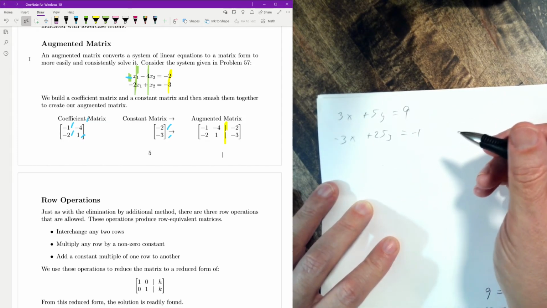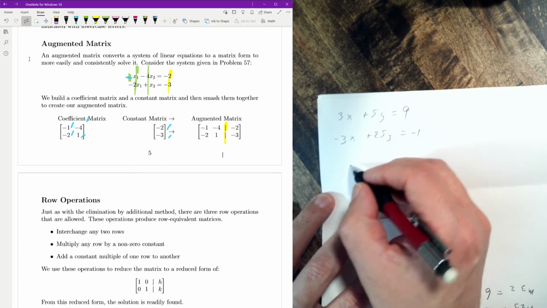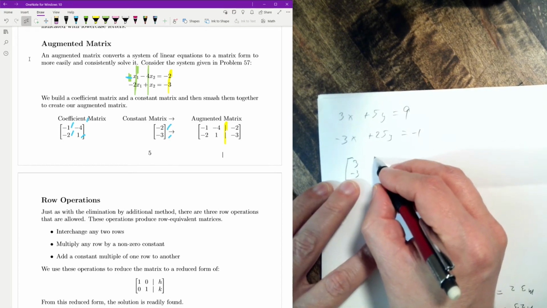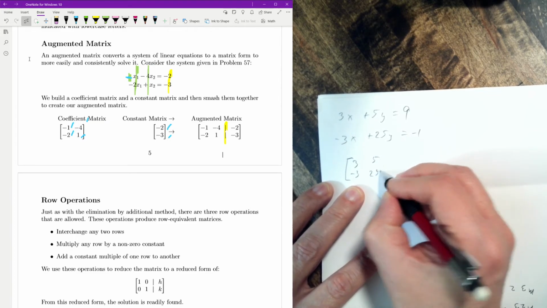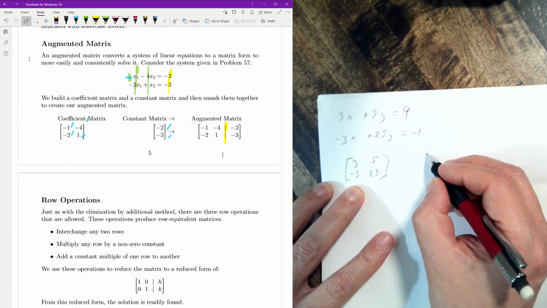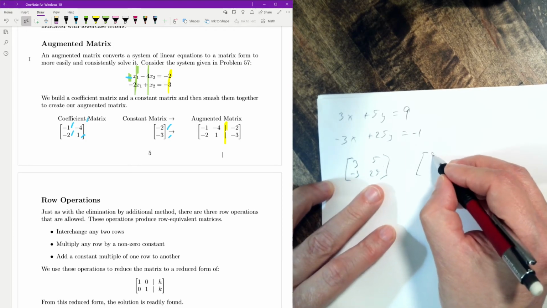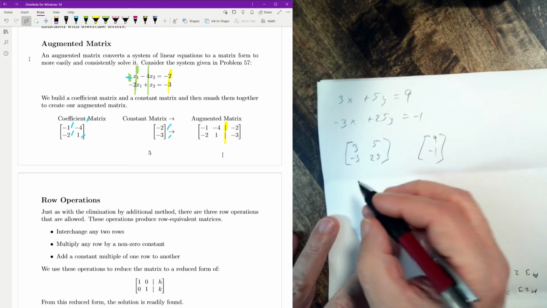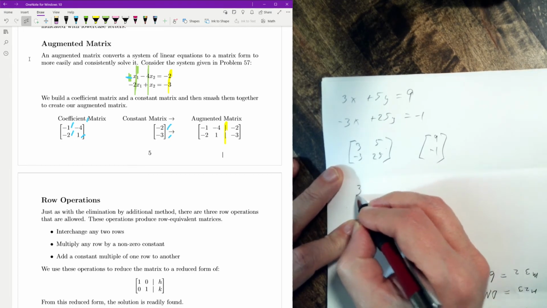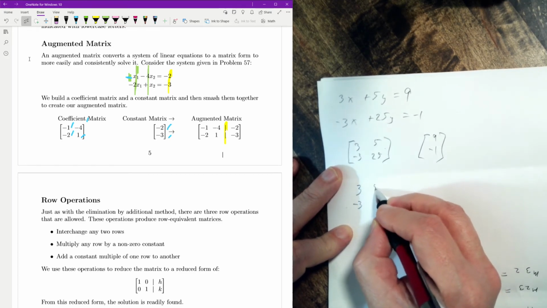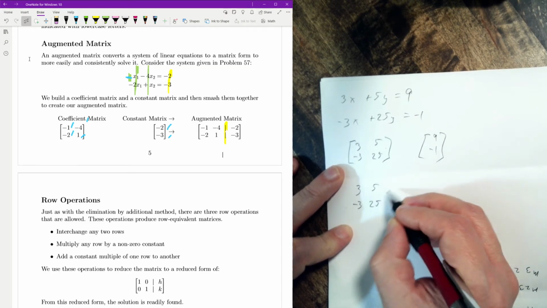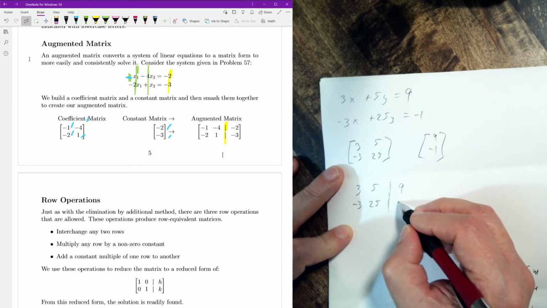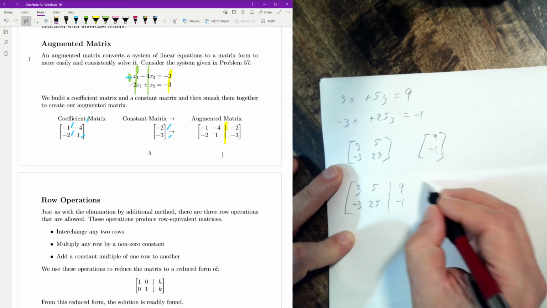It's relatively easy to convert this. We have the coefficient matrix, 3, minus 3, 5, and 25. And then we have the constant matrix. The constant matrix is 9 and minus 1. We get our augmented matrix from these, which is 3, minus 3, 5, 25, 9, minus 1. This is our augmented matrix.